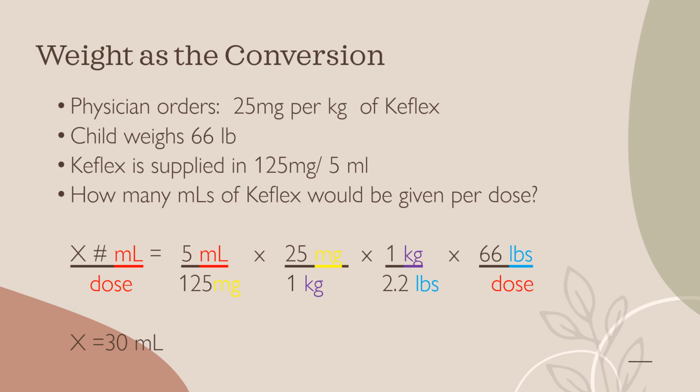Then lastly, we're going to cancel out those similar units, and then we're going to multiply across the numerator, multiply across the denominator, and solve the math. And in this situation, we're not getting the number of tablets or capsules, we're actually getting how many mLs we're going to give.